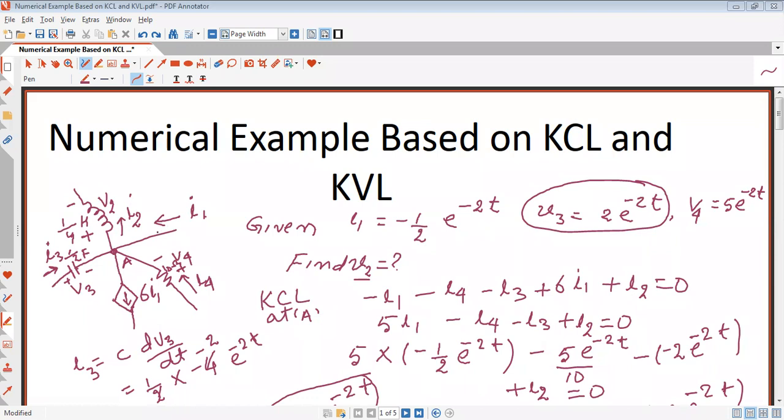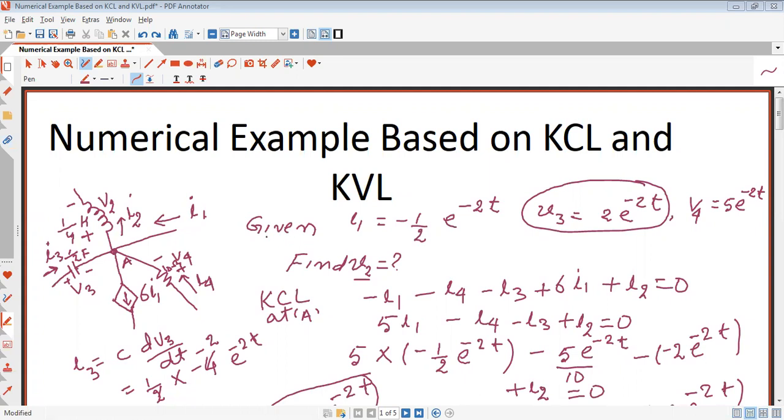I1 is the current coming here and here 6 I1 is the current leaving. This source is called a current controlled current source, because this source is controlled by I1 that is coming here. And this I4 is the current flowing in the 10 ohm resistor whose voltage is given by V4.